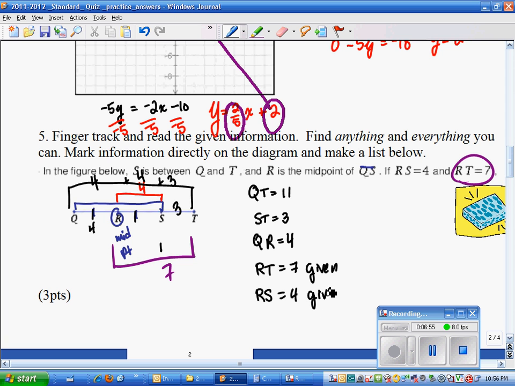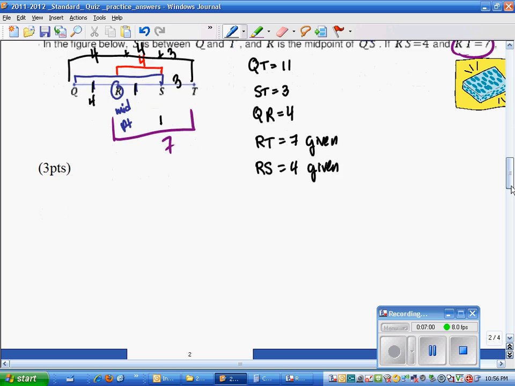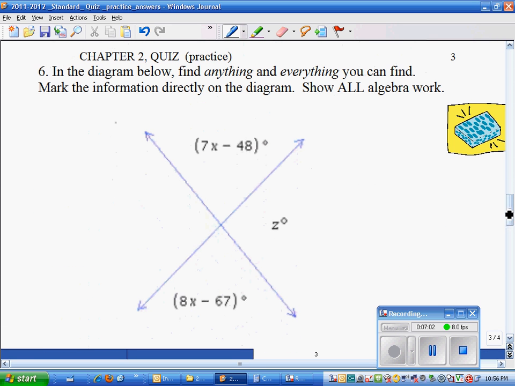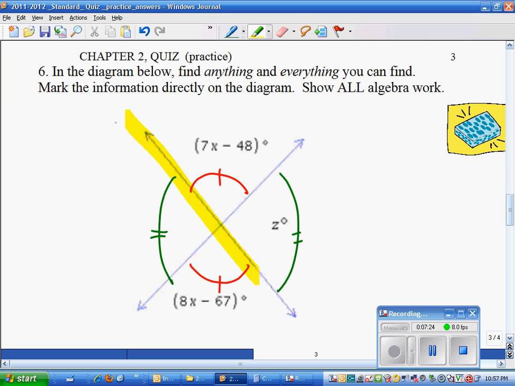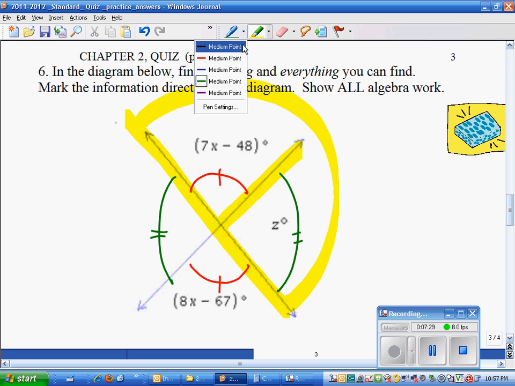In the diagram below, find anything and everything that you can find. We know that angles across from each other are congruent because they are vertical. And so that means those are equal. These are equal going this way as well. And most importantly, angles which are a linear pair, they share a spine, they make a line, they add up to 180 degrees. So we ask ourselves what we can do here with that. We can't do the 180 because we end up with two variables, an x and a z.